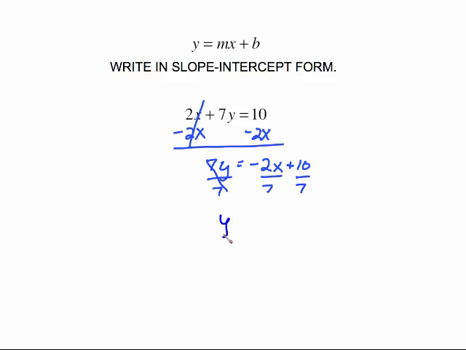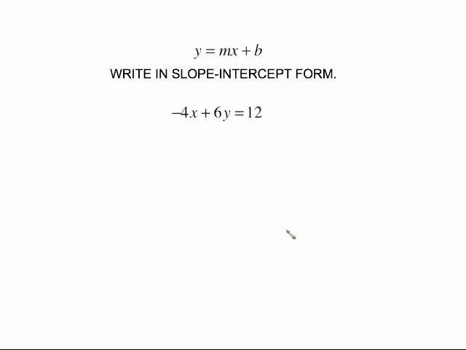Cancels out. We have negative 2/7 x plus 10/7. Sometimes the y-intercept comes out to be a fraction, and that's okay. A lot of times it will come out to be an integer, but this is a fraction, and that's fine. You don't need to rewrite it as a mixed number or anything. That's fine. Last one of these, let's add 4x to both sides.